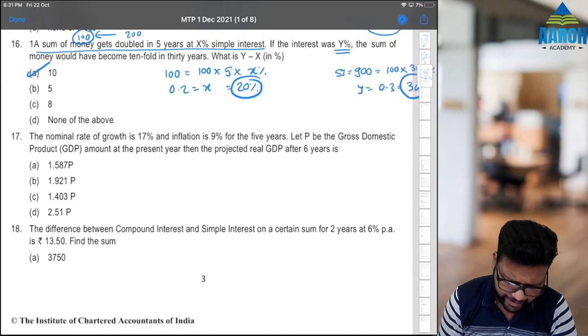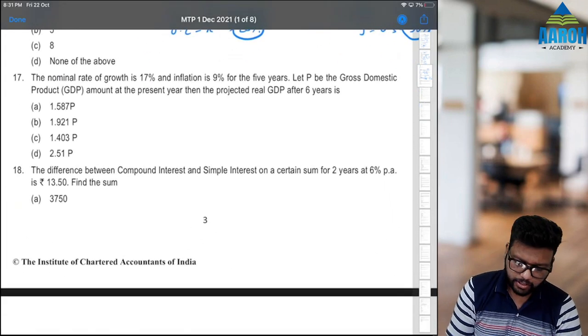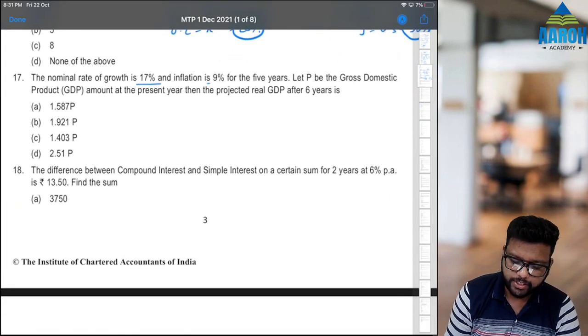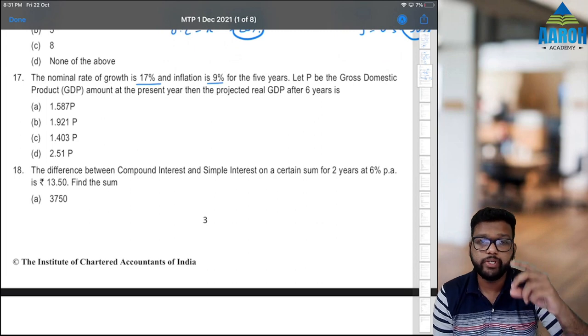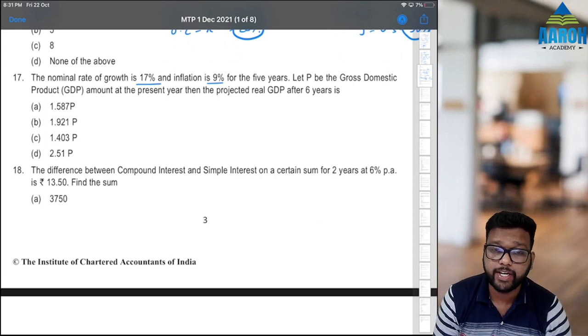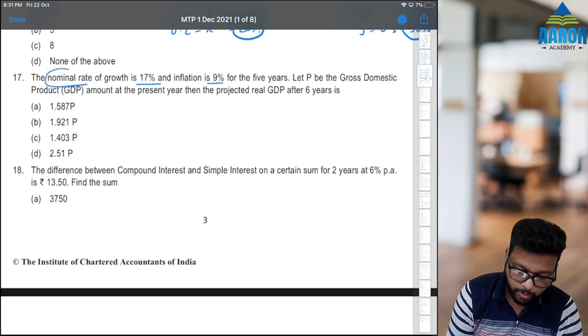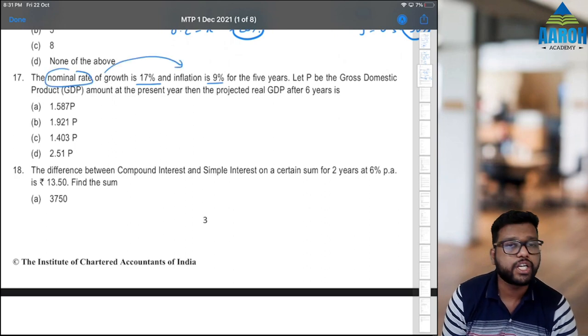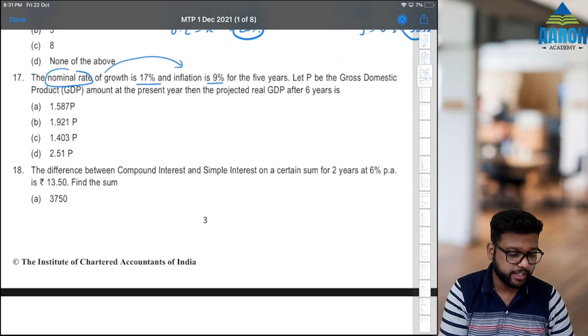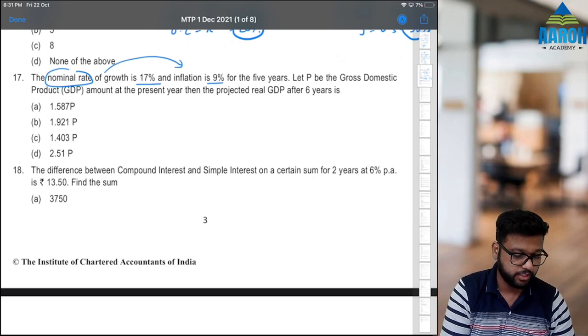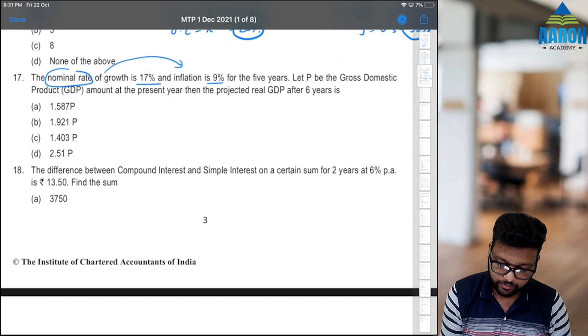So like tricky question. Next, 17th. Nominal rate of growth is 17% and inflation is 9%. Nominal and inflation, on reading this you should understand it is based on real rate of interest. Real rate of interest is nominal minus effect of inflation. So real rate of interest is 17 minus 9, which is 8%.